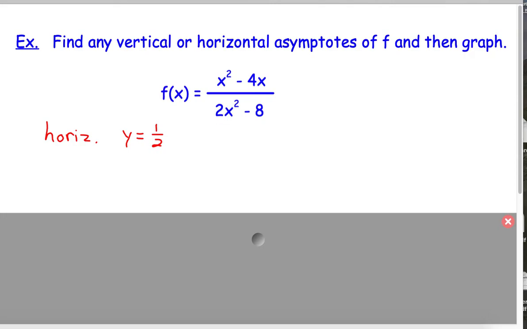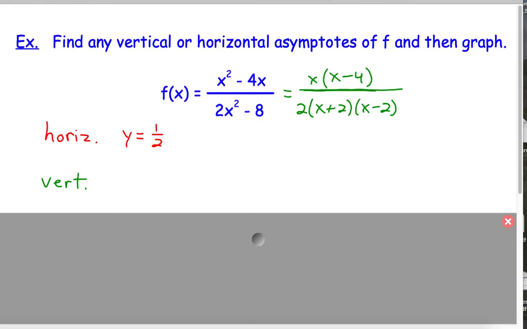All right, now let's look for the vertical asymptotes. So for vertical asymptotes, we need to factor this. So I can factor an x in the numerator, and I'm left with x minus 4. In the denominator, I can factor out a 2, and then I'm left with x squared minus 4, which I can further factor. That's the difference of two squares. X squared minus 4 is x plus 2, x minus 2.